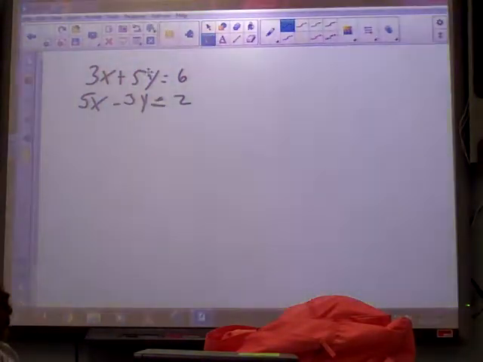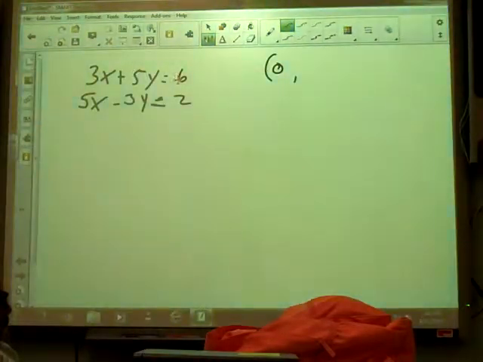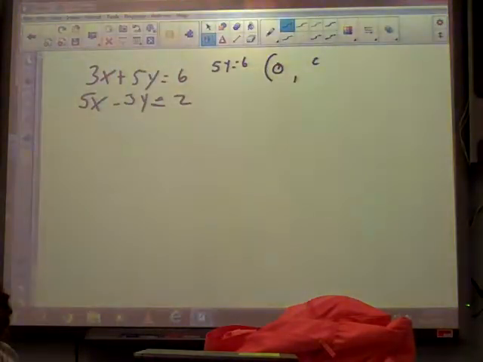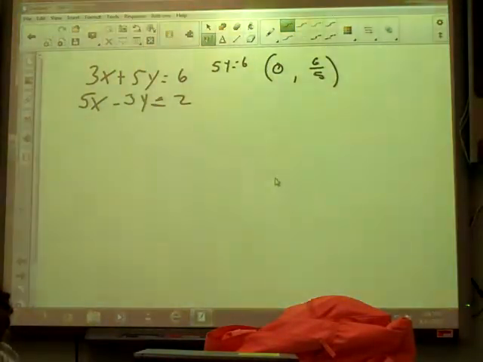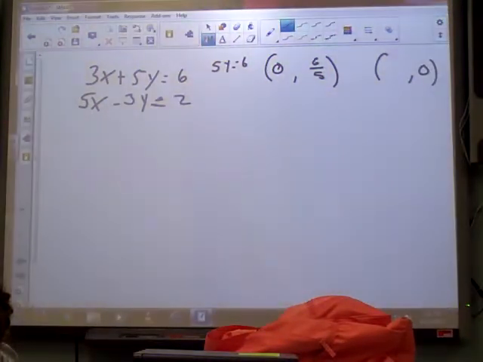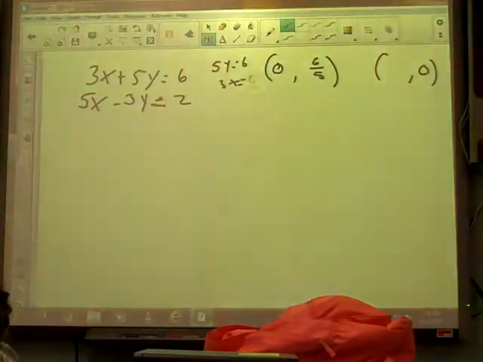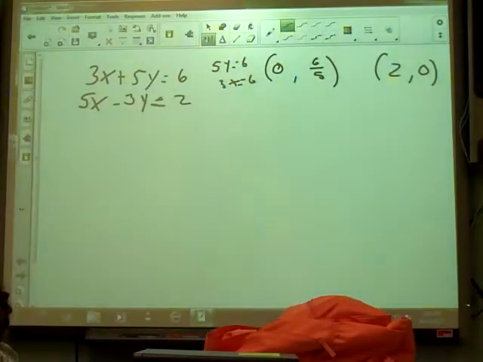So on this one, if I plug a 0 in for the x, I'm going to have 0, and that leaves me with 5y equals 6. So if 5y equals 6, y would be 6/5. Then I got to plug a 0 in on the y also. If I do that, that leaves me with 3x equals 6, which means x equals 2.